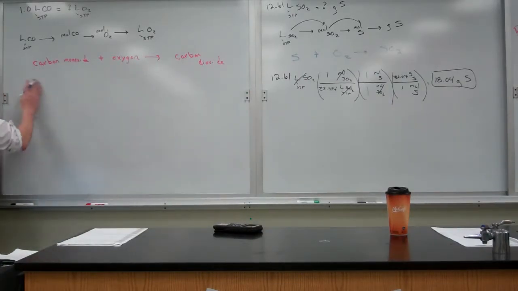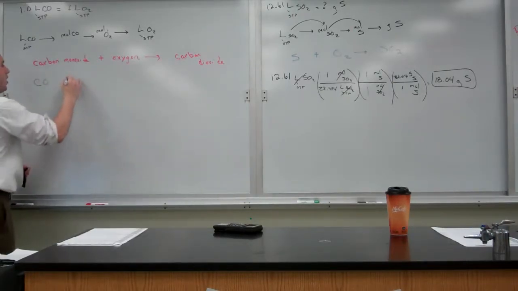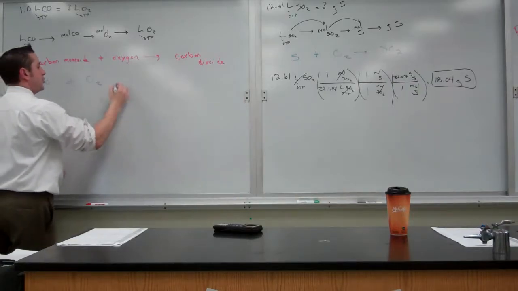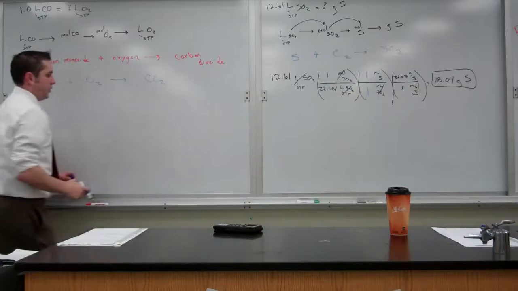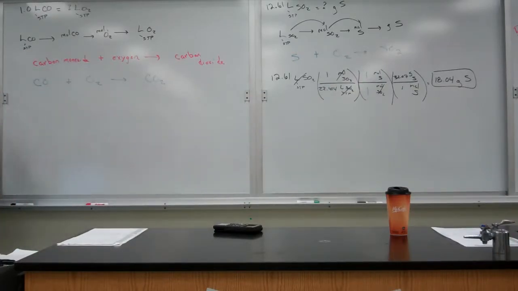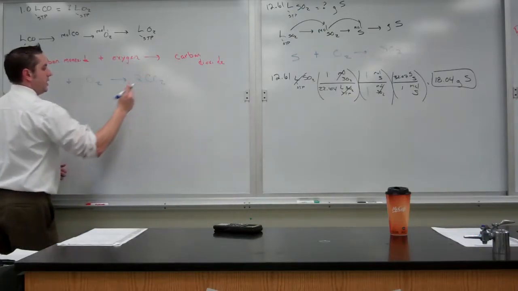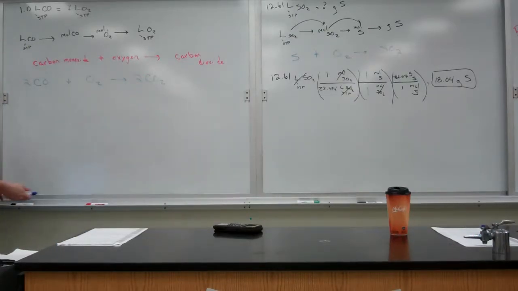Carbon monoxide is CO. Oxygen is a Hoberfinkel, O2. Carbon dioxide, CO2. To balance this, looks like you put a 2 here and a 2 here. Now we're ready to do our problem.